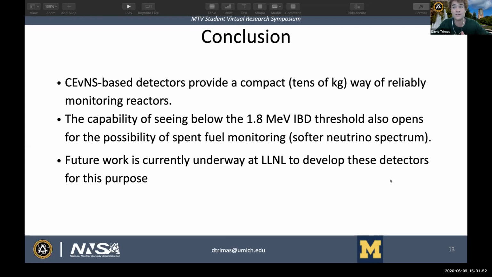That's important, obviously, because we also want to have some sort of safeguards on our spent fuel. And future work is currently underway at Lawrence Livermore to develop these detectors for the specific purpose of both reactor monitoring and spent fuel monitoring.